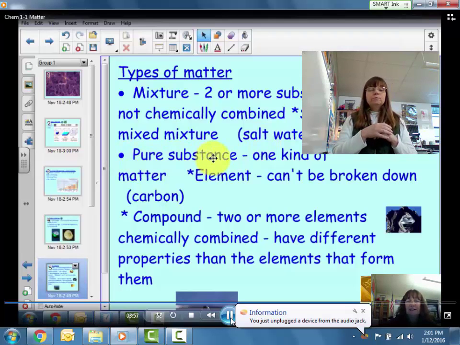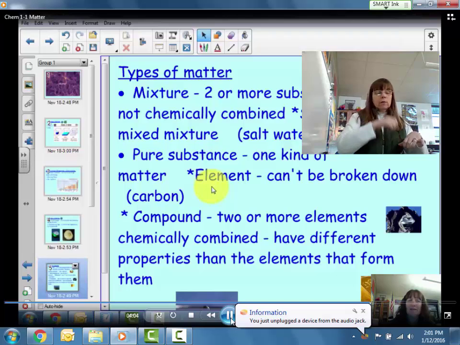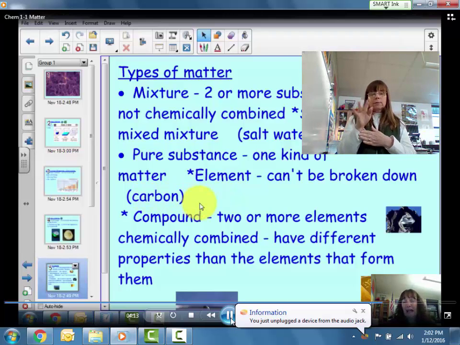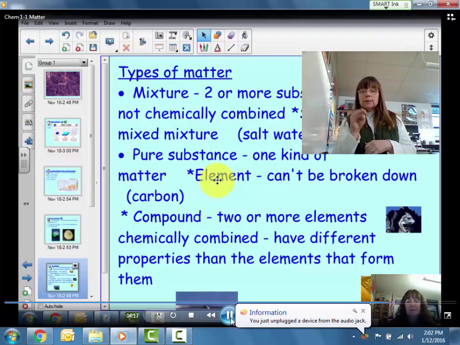Then there's a pure substance, and that's one kind of matter. These are like the elements. They can't be broken down any further. If you look at the periodic table, anything listed on the periodic table is a pure substance, because those are all elements. Carbon would be one, potassium, hydrogen, oxygen, those are all pure substances.